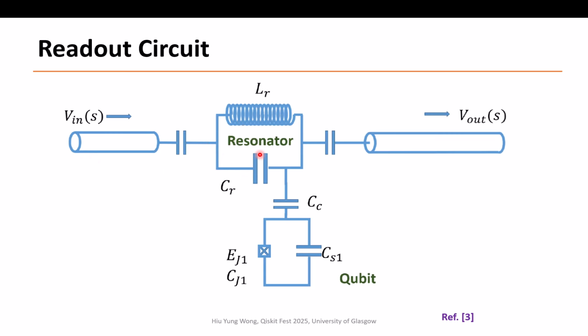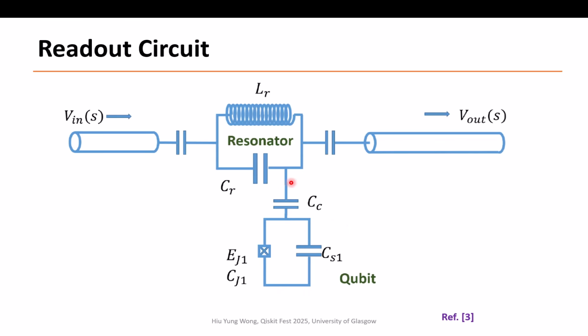Now in this transmission line, it has a resonator. Only the frequency that resonates with this resonator, or at the resonant frequency of this resonator, can pass through, right? So if I switch the frequency from low frequency to high frequency, then I will only see a peak when the frequency is at the resonant frequency. And the way I read out is this.